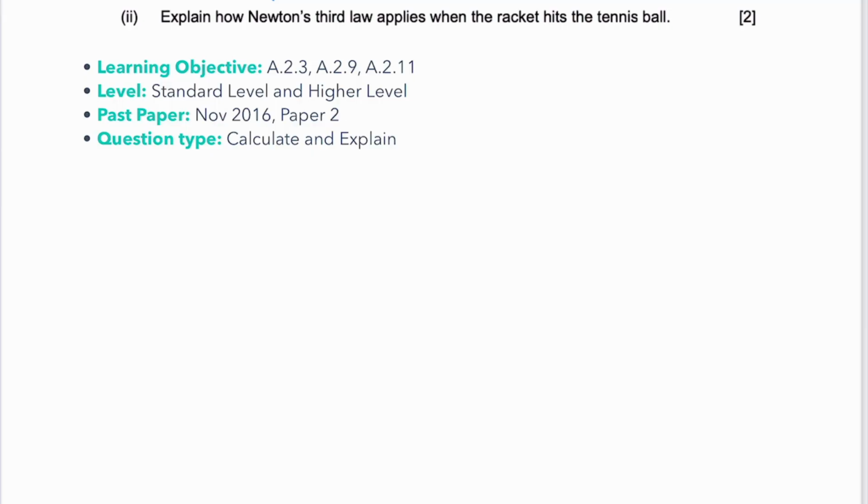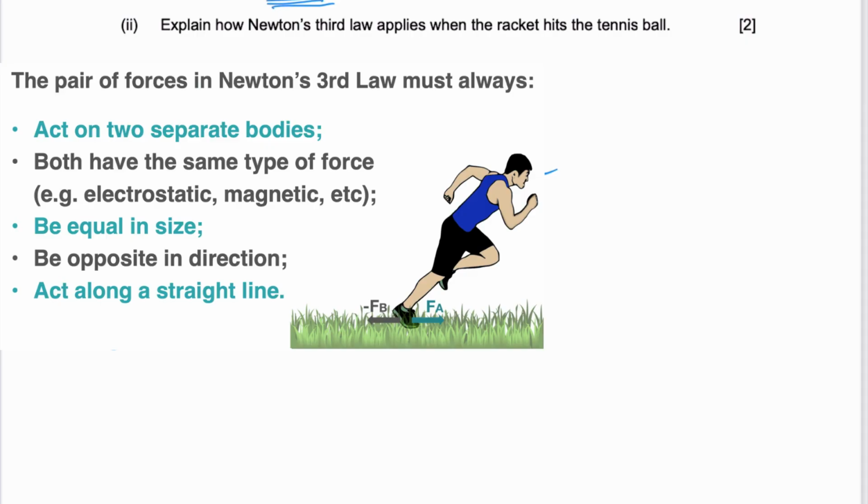B2. Explain how Newton's third law applies when the racket hits the tennis ball. Do you remember those rules for a Newton's third law pair? So we meet all the criteria for a Newton's third law pair. But the question says explain how third law applies when the racket hits the tennis ball. And here's how I would write that.